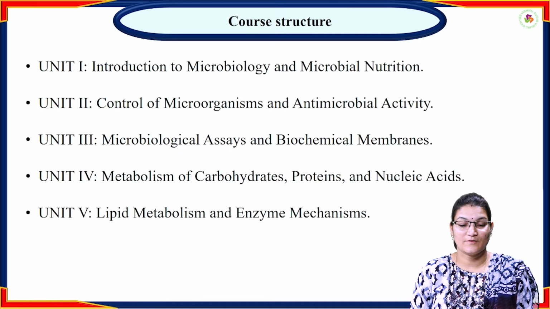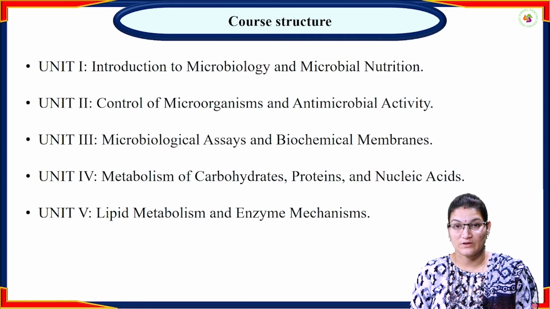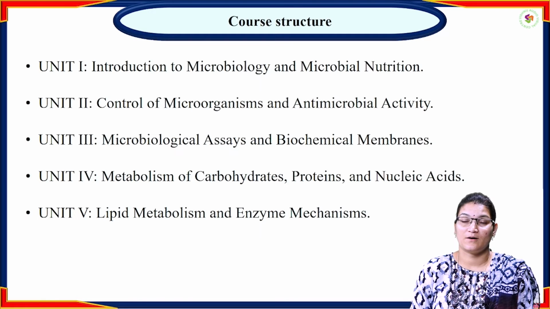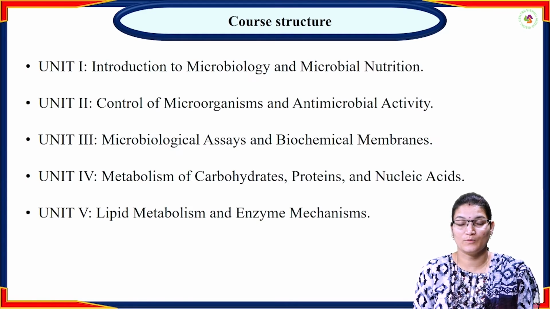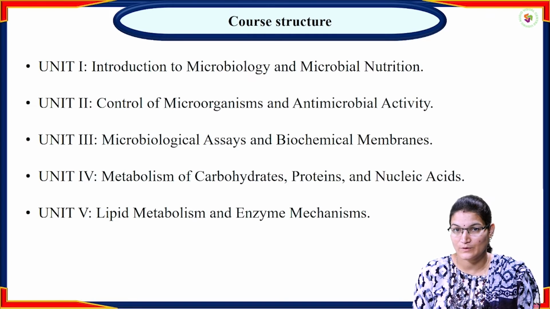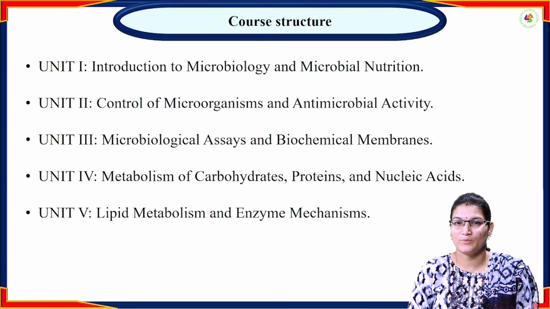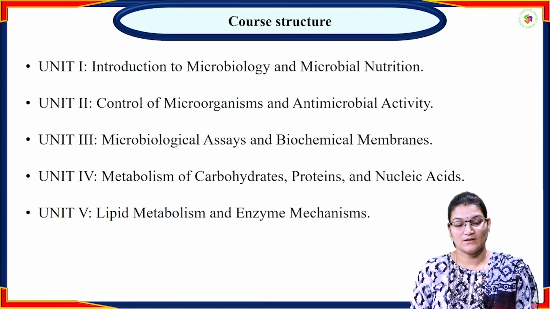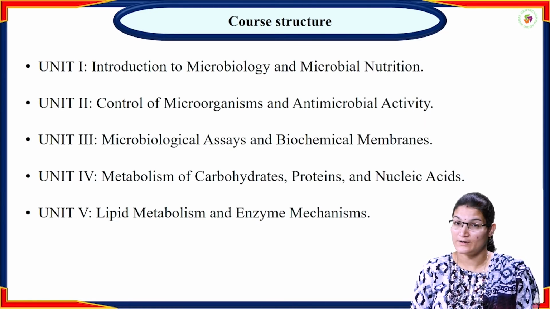In unit 3, we will learn about the microbiological assays, which are specifically used for the vitamins and antibiotics. Along with that, we also learn the biological membrane of the human body. What is the composition of the biological membrane? As you know, we have phospholipids in our membrane, cholesterol. What is the composition of each? That we learn in unit 3. Coming to unit 4, in this chapter we study about metabolism of carbohydrates, proteins and nucleic acids. Coming to unit 5, we study the lipid metabolism and enzyme mechanisms.